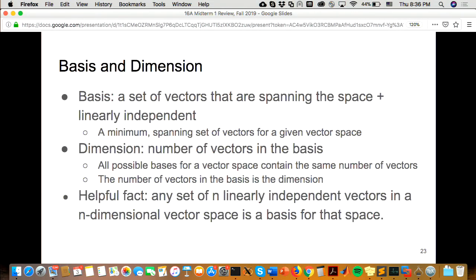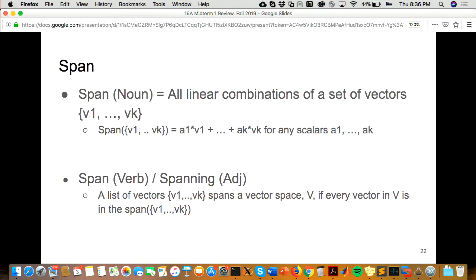So, questions so far? Yes? Could you explain the example of the one that wasn't closed under addition? Yeah. Let me write over here. Can everyone see if I write here?